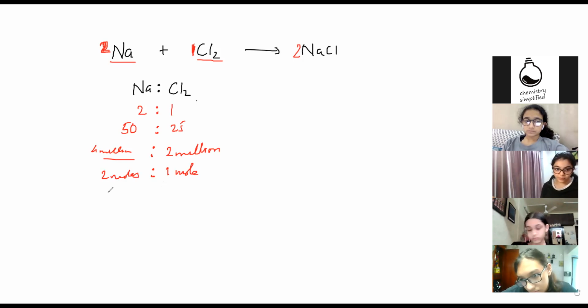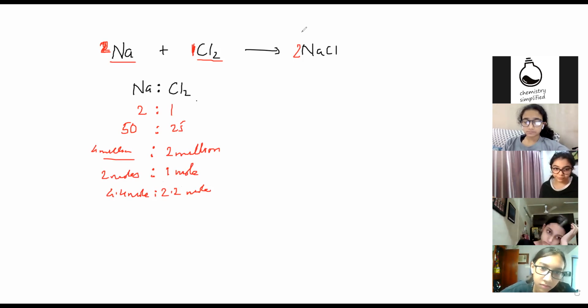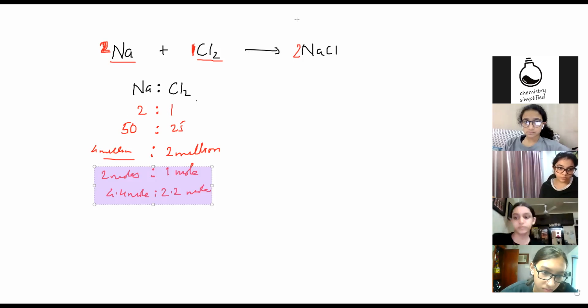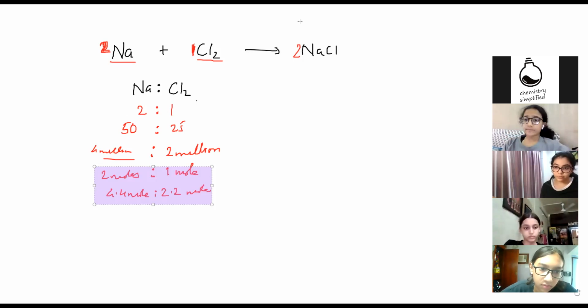If there is 4.4 moles of sodium, then Arya, how many moles of chlorine? Will it be 2.2? 2.2 moles. Okay, so now we will only count the particles in moles. So 2 moles, 1 mole, 4.4 moles, 2.2 moles, and not in millions and 50 and 25 and not that. Is that clear? So we won't count in these units. We will always count the atoms and molecules in moles.